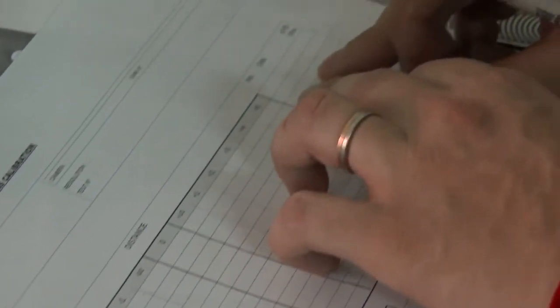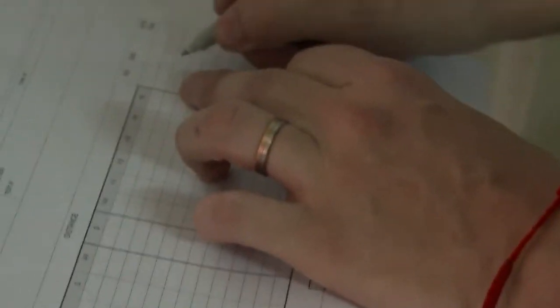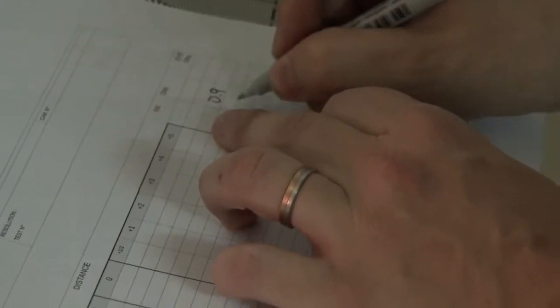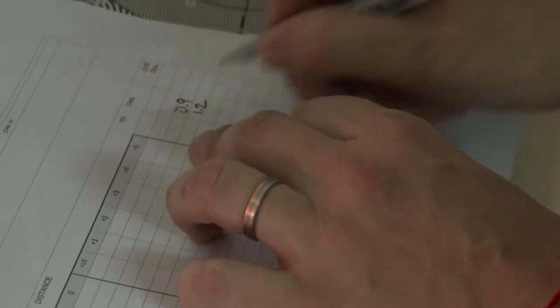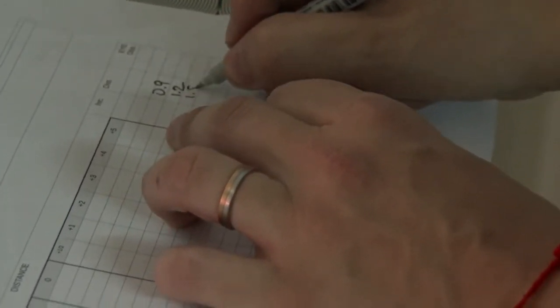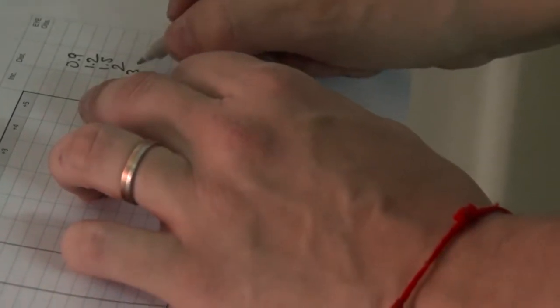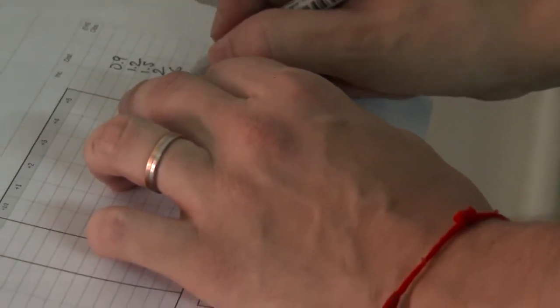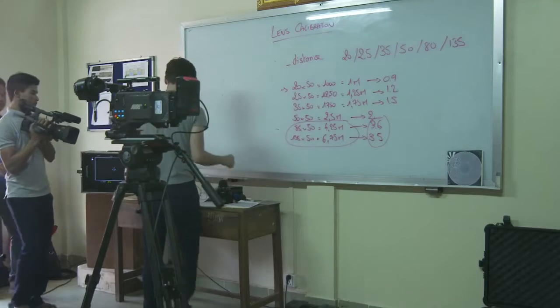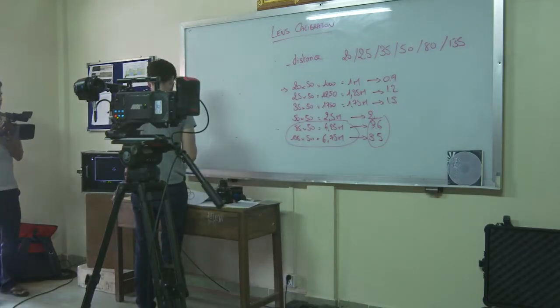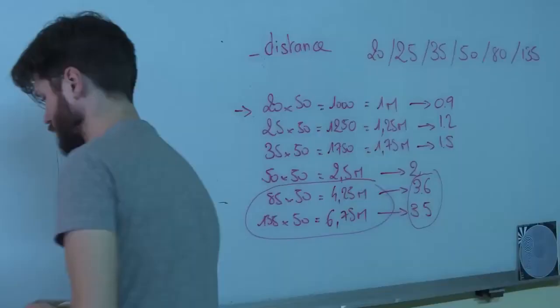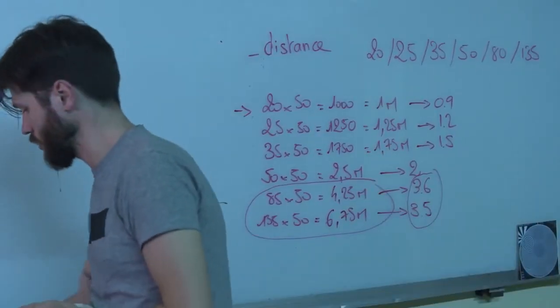And on 20, I say that I put a distance of 0.9, 1.2, 1.5, 2, 3.6, and 3.5. So here I have this, and I'll put it here. It will be my document that will act as a reference for my tests.